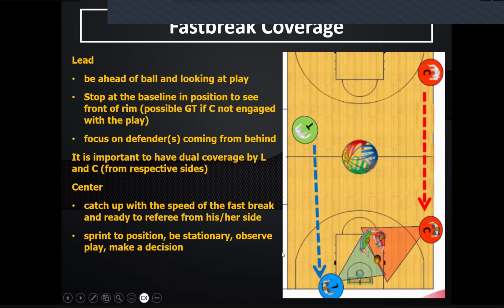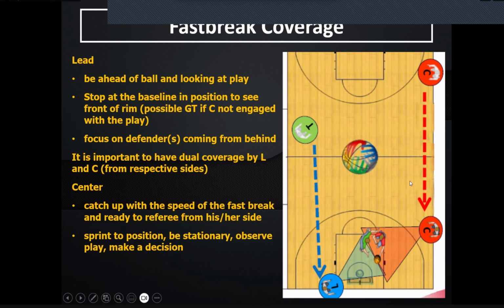On a fast break, you want your center to hustle down there. Doesn't matter what side of the play it is. You want two officials to be able to officiate that going to the basket if possible. So again, lead, trail to new lead, get there quickly. Center, get down there.